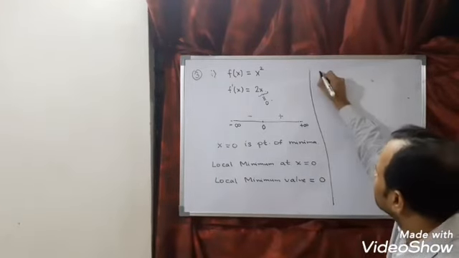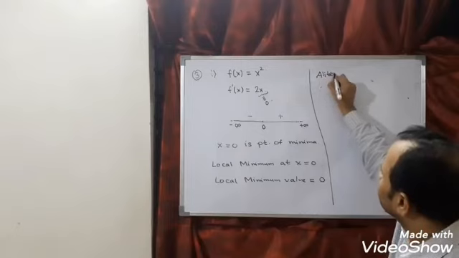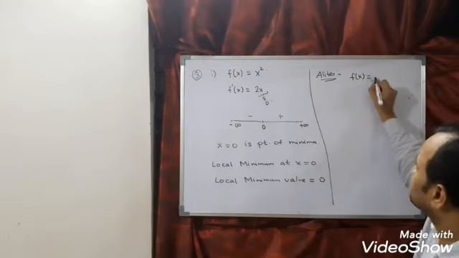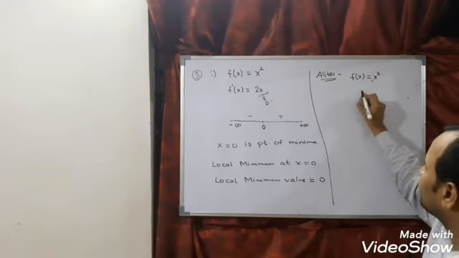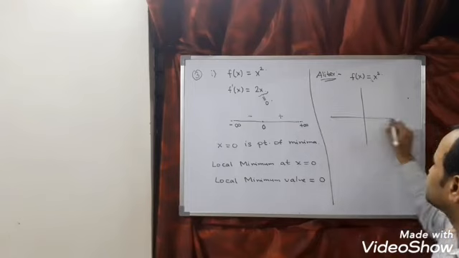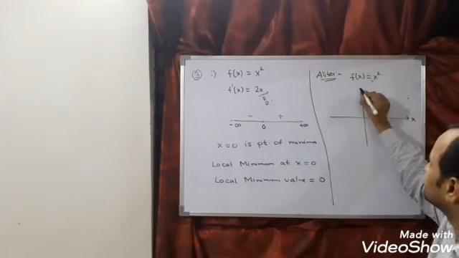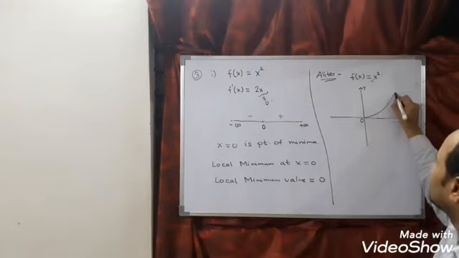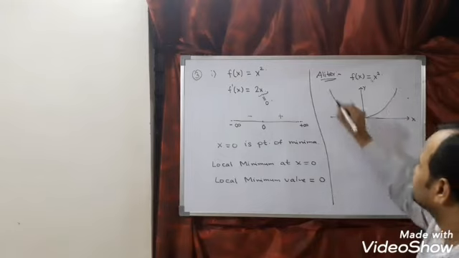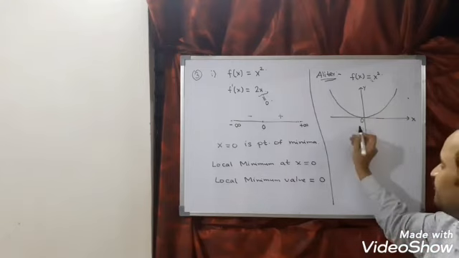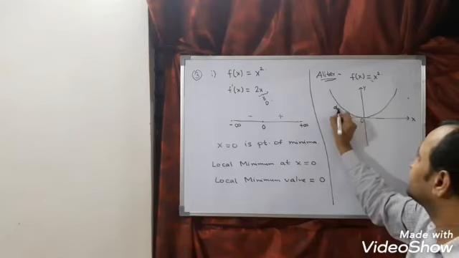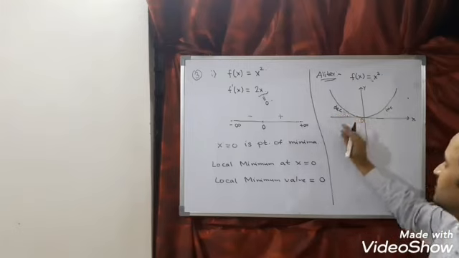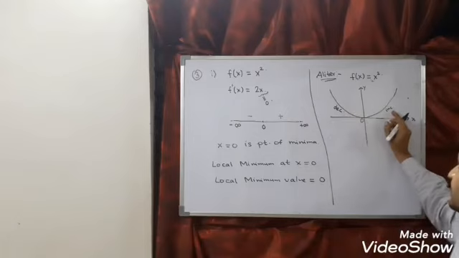You can see here. What is given? F of x is equal to x square. We know the graph of y equal to x square. So this is x, this is y. How does the graph look? I can say this is the graph of f of x is equal to x square. Before 0 it is decreasing. After 0 it is increasing. So before 0 decreasing, after 0 increasing.